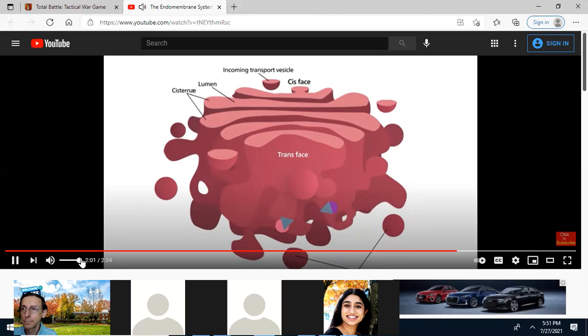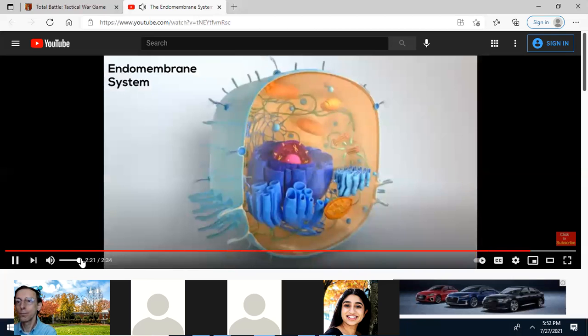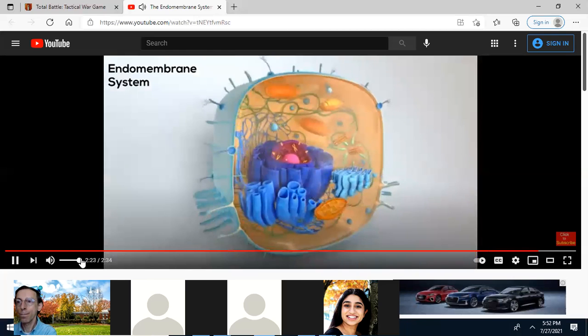Finally, the modified and tagged proteins are packaged into vesicles that leave the trans face of the Golgi apparatus. Some of these vesicles deposit their contents into other parts of the cell where they may be used, while others release their contents outside of the cell by diffusing into the cell membrane. So there we go, the endomembrane system.